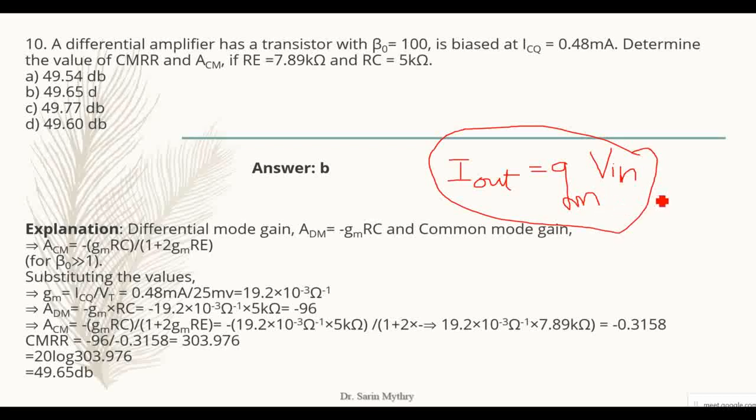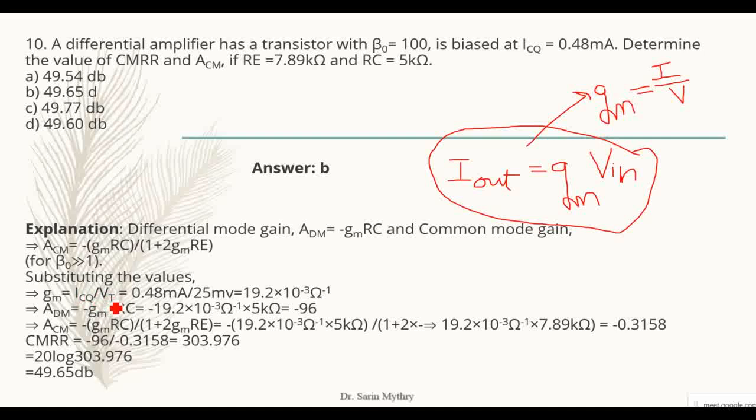From this formula, we can directly write GM equal to I upon V, that is output current upon input voltage. So substituting the values, GM is equal to ICQ upon VT. So it is I upon V. That's what I told you. Don't get confused about how you got this GM equal to I upon V. We have studied it in voltage to current converters.